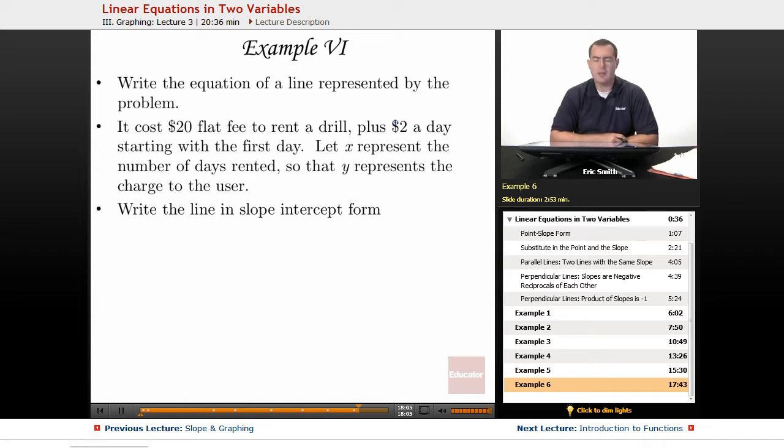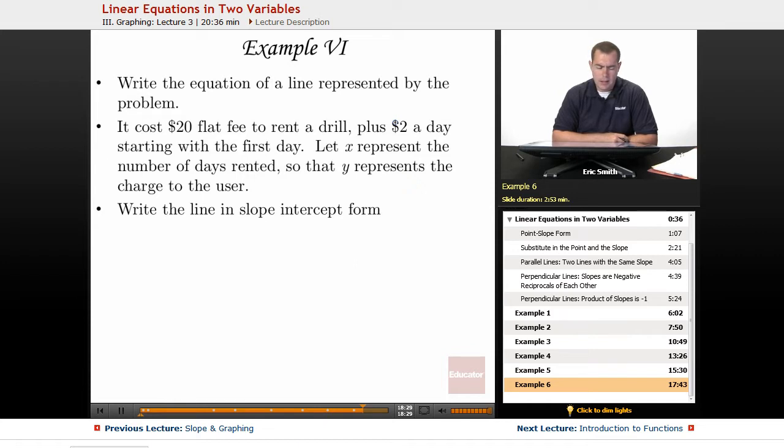So let X represent the number of days that we rent this drill, and Y represent the charge to the user. So how much will we end up willing to get from them? When we're all done, let's see if we can write this line in slope-intercept form. So using the techniques that we know about so far, we need to figure out what our slope is and what point this would go through.